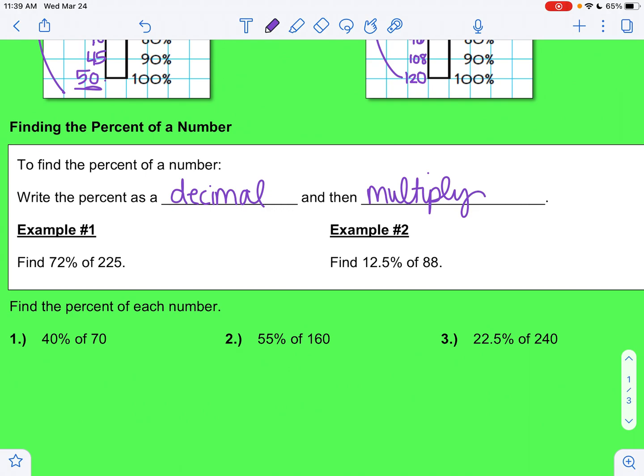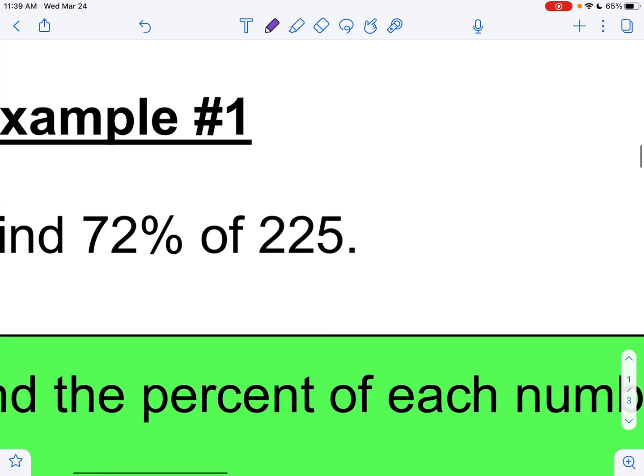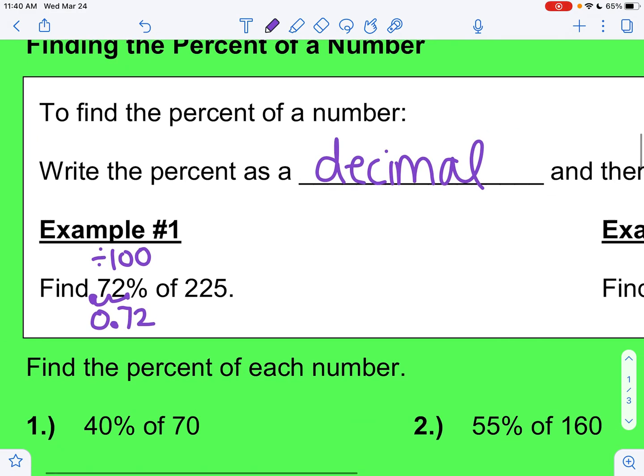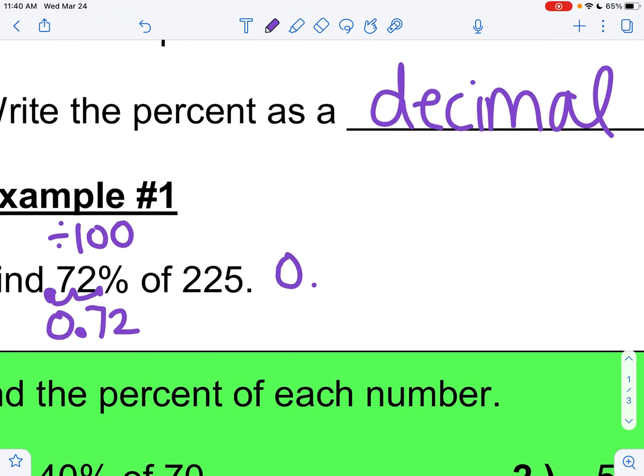We are finding 72% of 225. Well, before we can do any multiplying, we need to change this 72% to be a decimal. And to do that, we divide by 100, which is really just moving our decimal point 2 places to the left. Right now there's no decimal point, but we can add one at the end of our number, and then we're going to move it 2 places to the left. 1, 2. So our decimal number is 0.72. Now all we need to do is multiply 0.72 times 225.